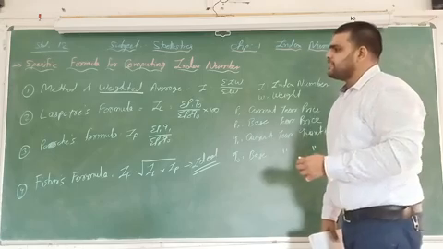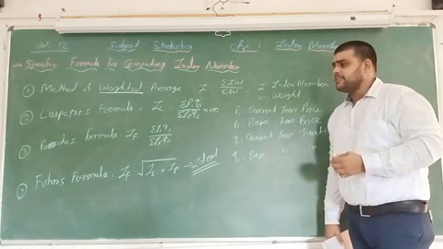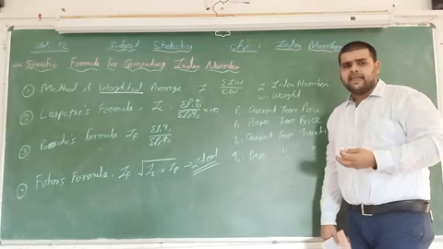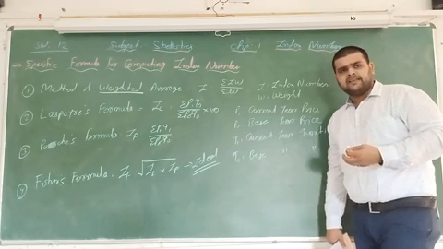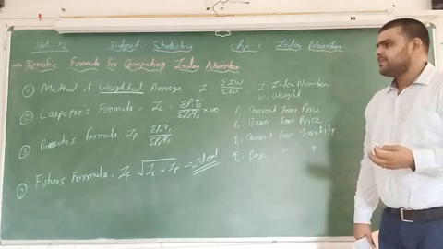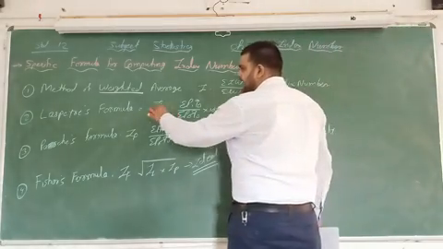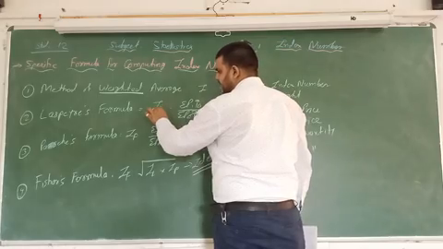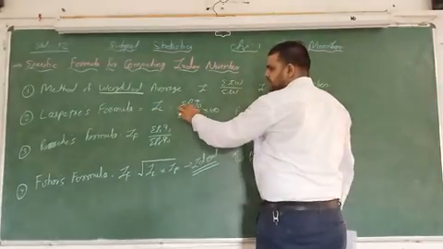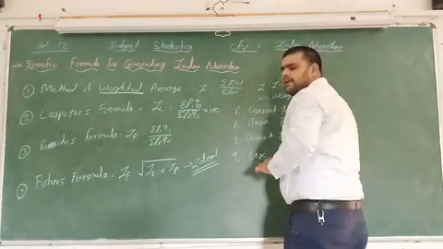Next one, that is Laspeyres' formula, Paasche's formula and Fisher's formula. See, this is an important example because in the board examination section F, a 5-mark question is there where you have to find out Laspeyres', Paasche's, Fisher's formula index number. So Laspeyres' formula, I stands for index number and L for Laspeyres. The formula is sigma P1 Q0 upon sigma P0 Q0 multiplied by 100.